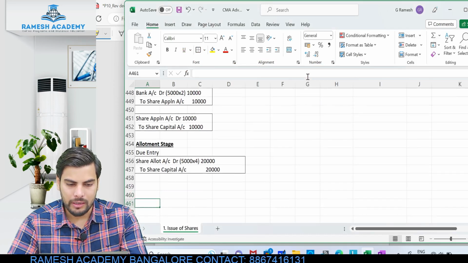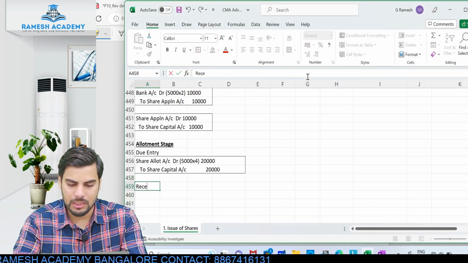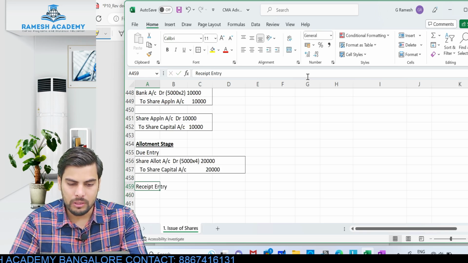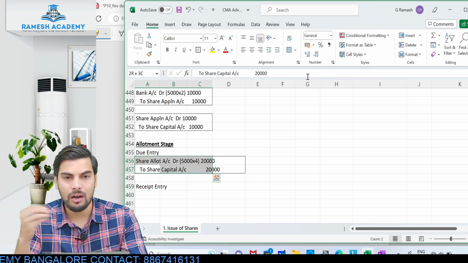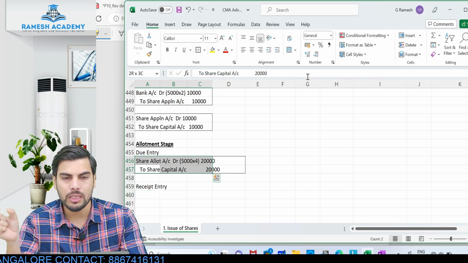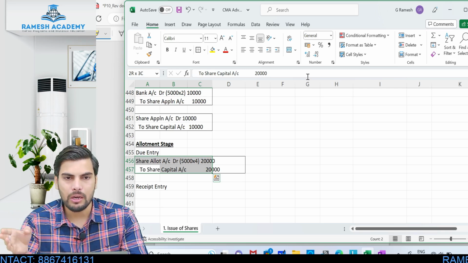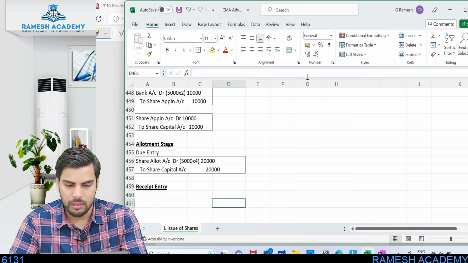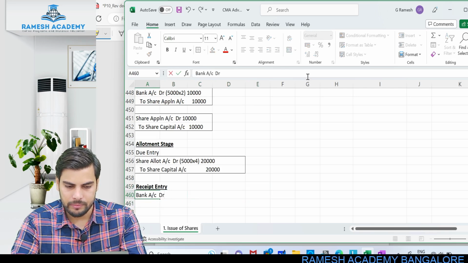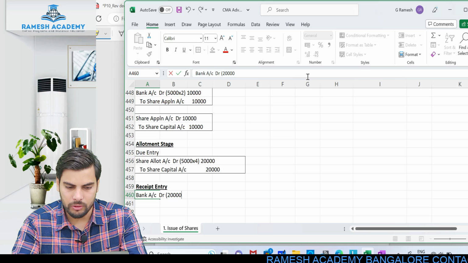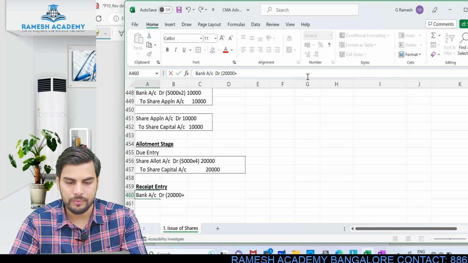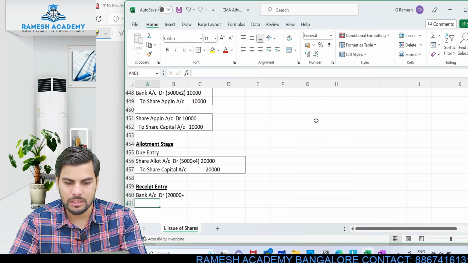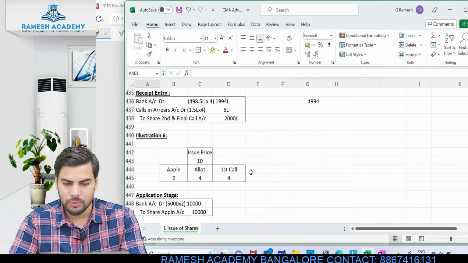So technically speaking, when I'm passing this receipt entry, along with this 20,000 rupees, I would have received some extra amount, to the extent of those 200 shares held by one of the shareholders, because he is paying the first and final call money here itself. Look at this. When I'm passing this particular receipt entry, bank account debit, along with this 20,000 rupees, I would have also received the first and final call money. How much is the first and final call money? It is 4 rupees per share.